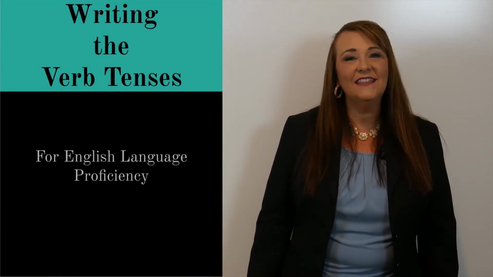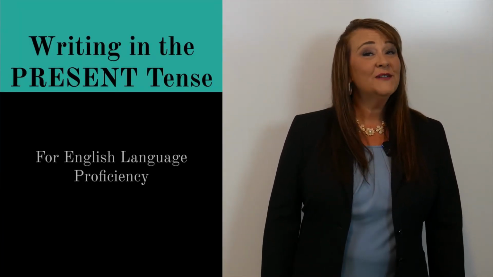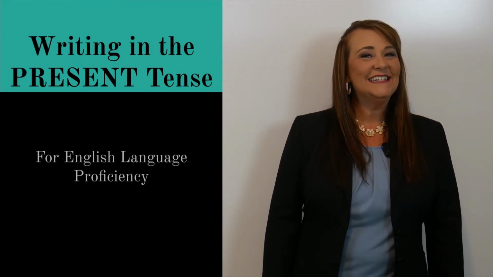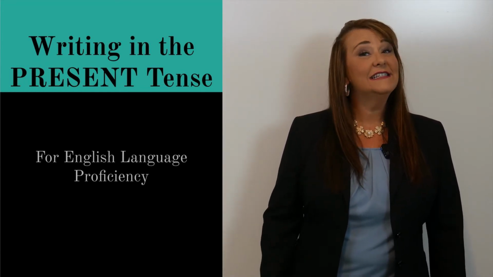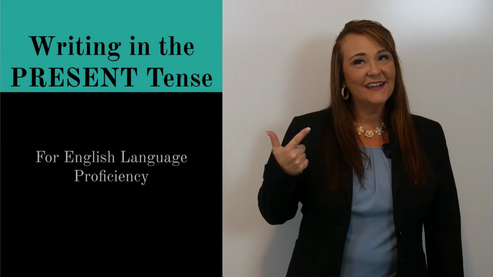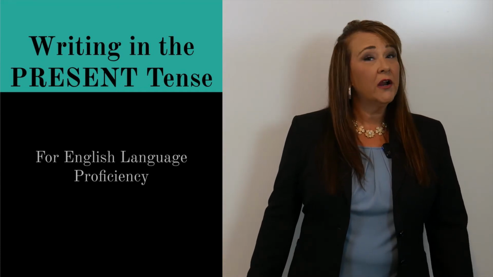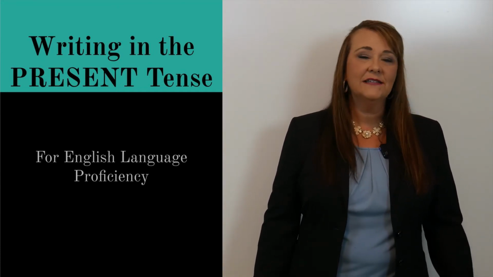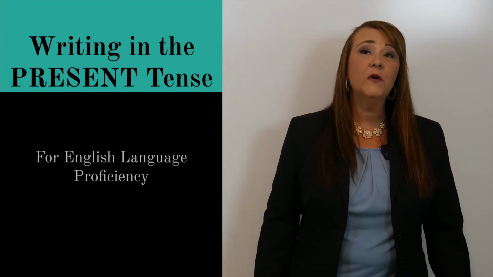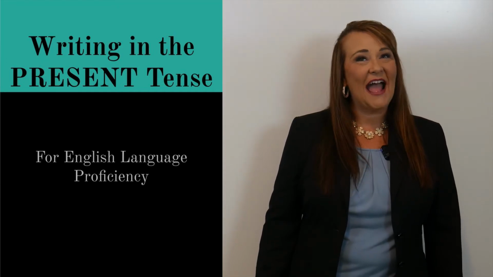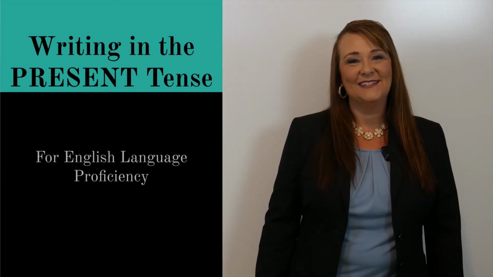Let's go ahead and look at the verb tense for today. In today's lesson, we will have some practice writing in the present tense. The present tense has 4 aspects: simple, continuous, perfect, and perfect continuous. We will start by reviewing these 4 aspects and some examples. Then you will see a series of pictures for you to practice writing in these 4 aspects of the present tense. Let's look at an overview of these aspects.